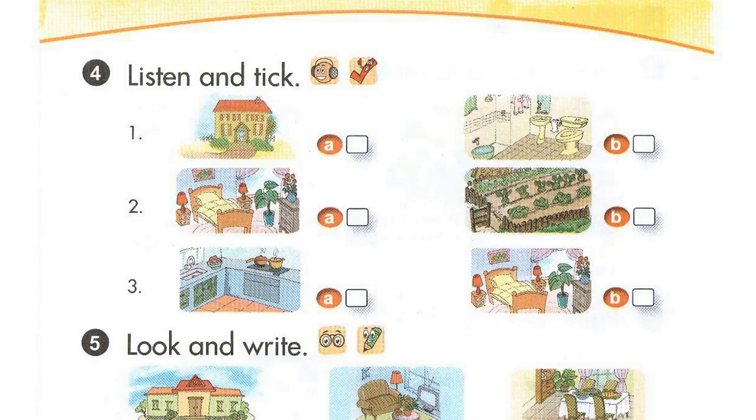Page 13. Lesson 1. Activity 4. Listen and tick. 1. This is my house. Wow, it's big. 2. There's a garden. Come and see it. It's very beautiful. 3. That's the kitchen over there. Come and see it. Wow, it's very nice.